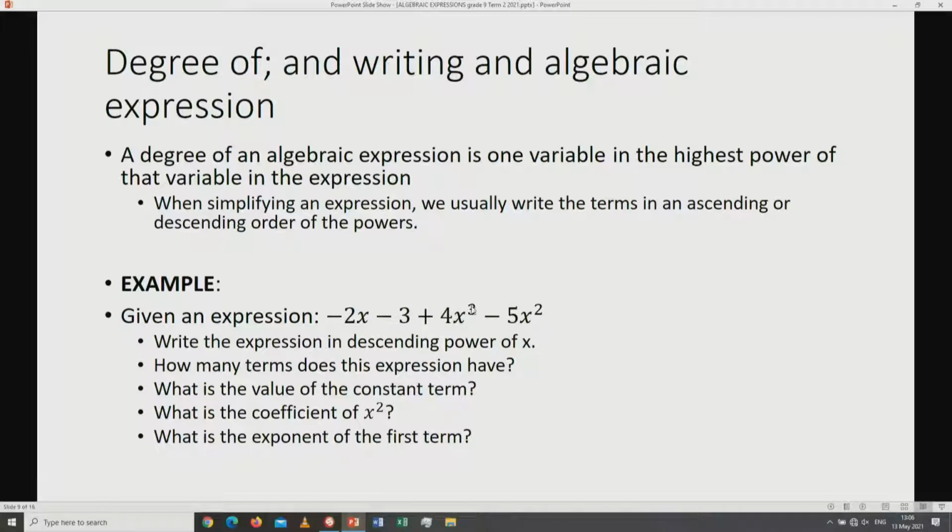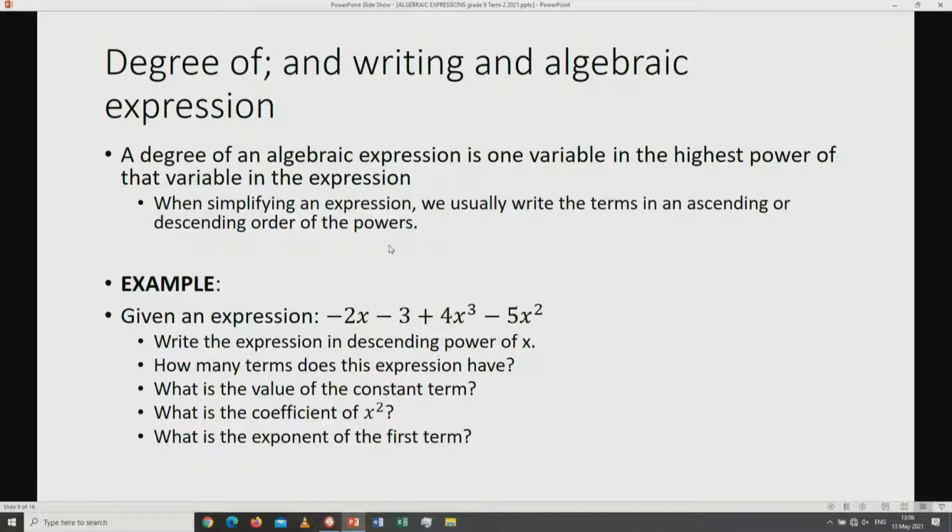Therefore 3 is the highest, and because of that, we'll be saying the degree of this expression is third degree. It will be the third degree. So when simplifying an expression, we usually write the terms in an ascending or a descending order of powers. All right, let's come to this example.